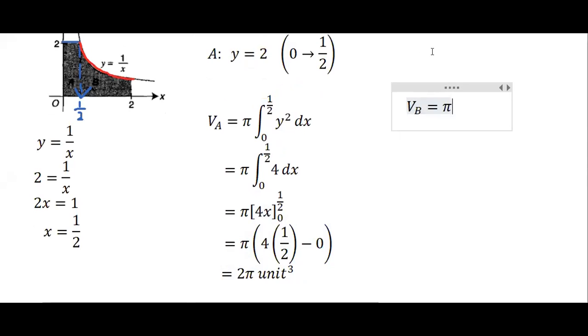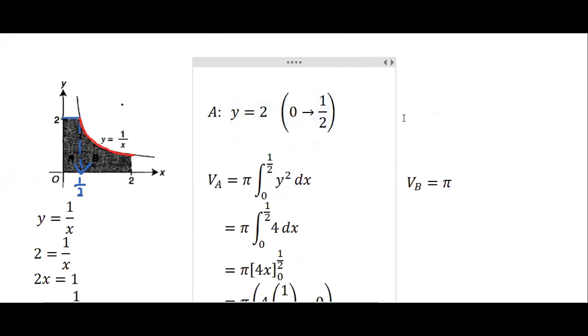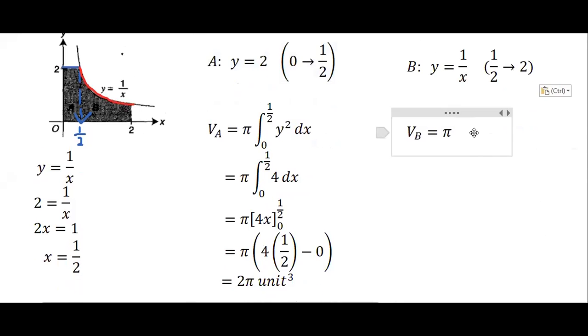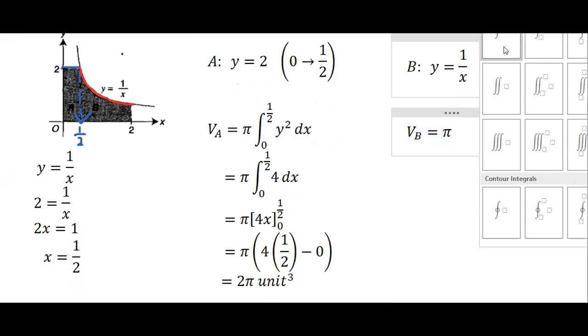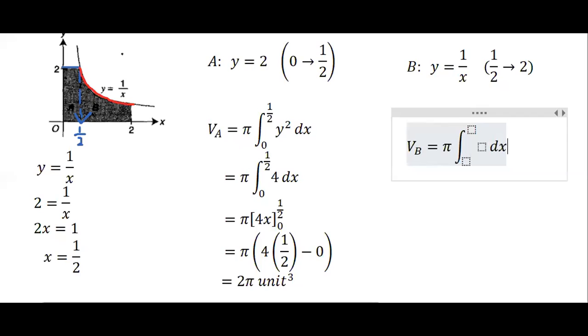Okay, B. B ada tak dia bagi persamaan? Ada. Okay, B. Okay, B is Y is 1 per X. 1 per X. Tapi sekarang saya nak Y square kan? Y square. 1 per X square. Correct. Y adalah 1 per X. Y kuasa 2. 1 per X kuasa 2.